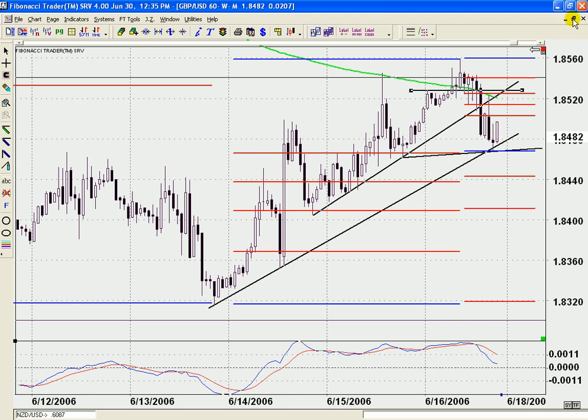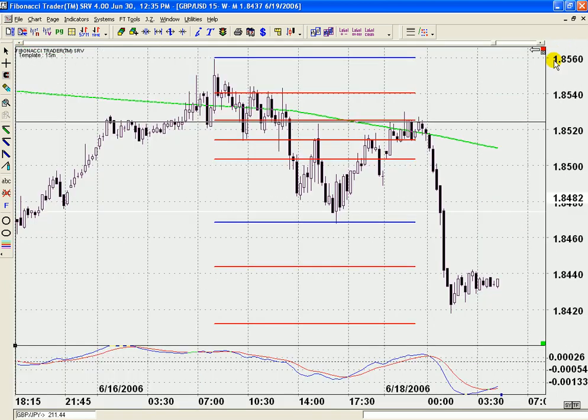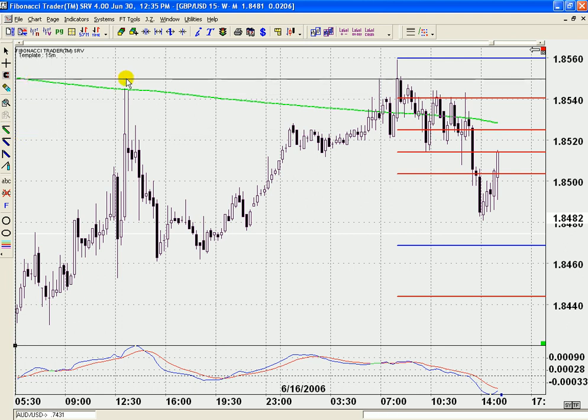Let's take this down now to a 15-minute chart. Price has rallied to 85.60 and has been rejected. It's rejected this previous day's high. We know that the 85.50 area is a key level, and a level of support and resistance has been established.